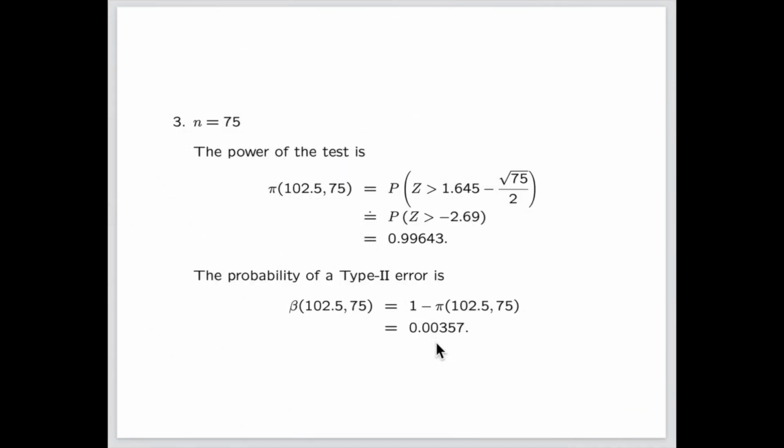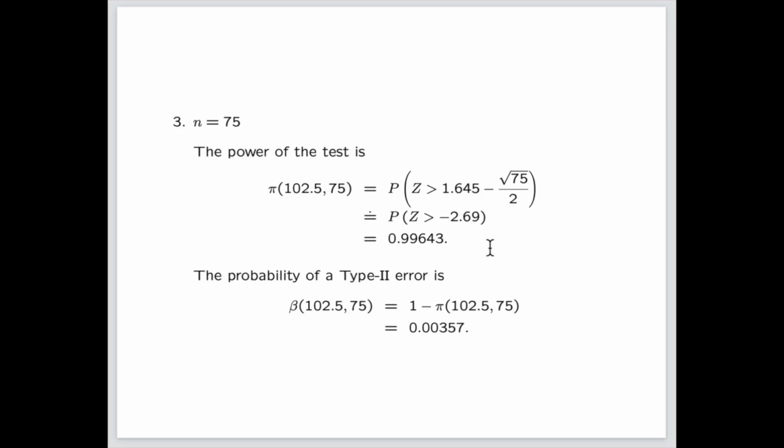And then if the sample size is 75, then the power of the test, the probability of rejecting the false null hypothesis when mu is equal to 102.5 and n is equal to 75, is approximately 0.99643. So only a very, very small chance that we will get a hold of a sample for which we would fail to reject the null hypothesis. And so for n equal to 75, we've got a lot of power here.